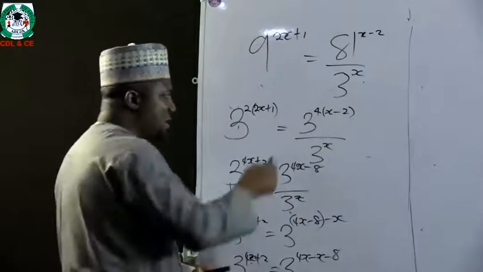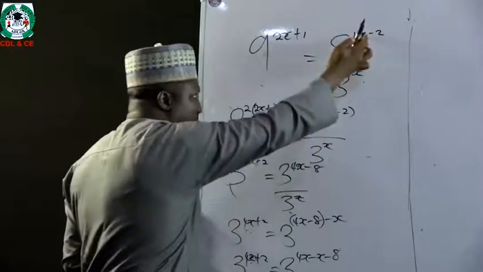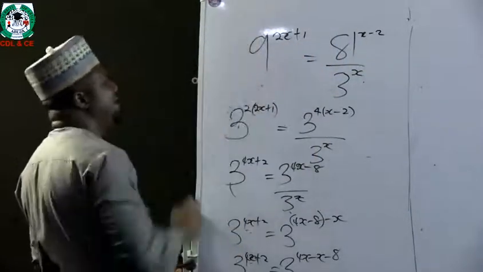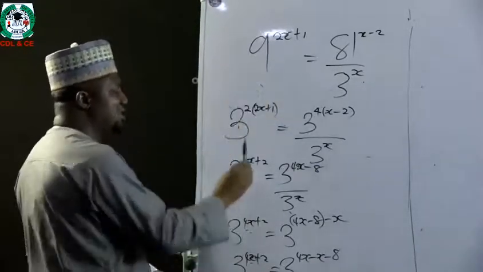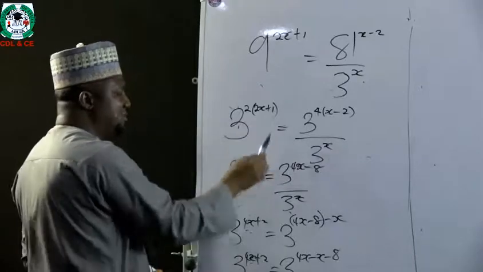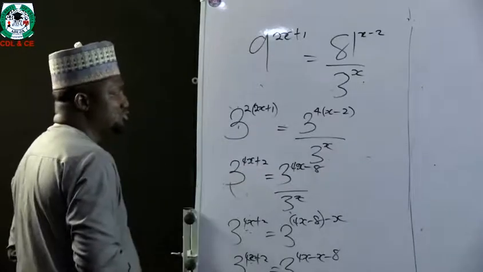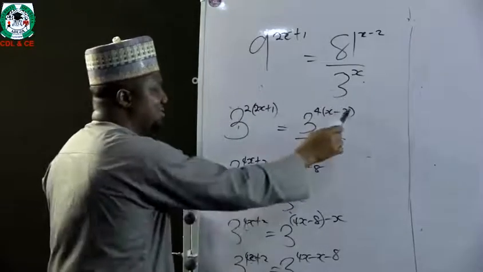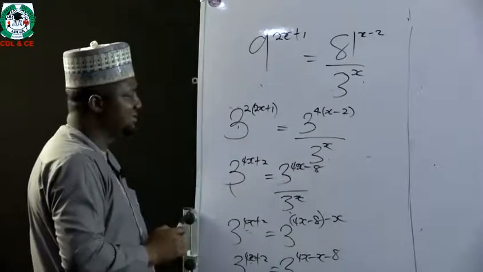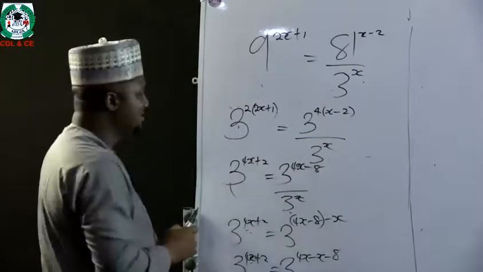This is another way of saying this is 81 raised to a power, multiplied by that. This is 9, 3 raised to power 2, and the power is still multiplying this. So 2 times 2x, 2 times 1, this is 4x plus 2. And 4 times x minus 2 is 4x minus 8. Are we together, class?